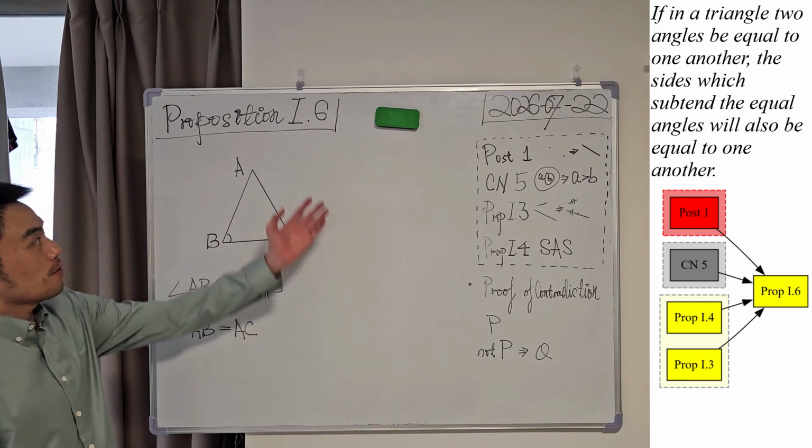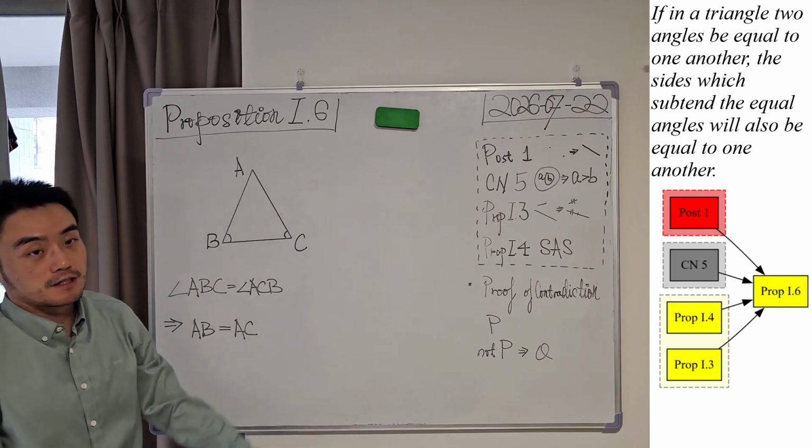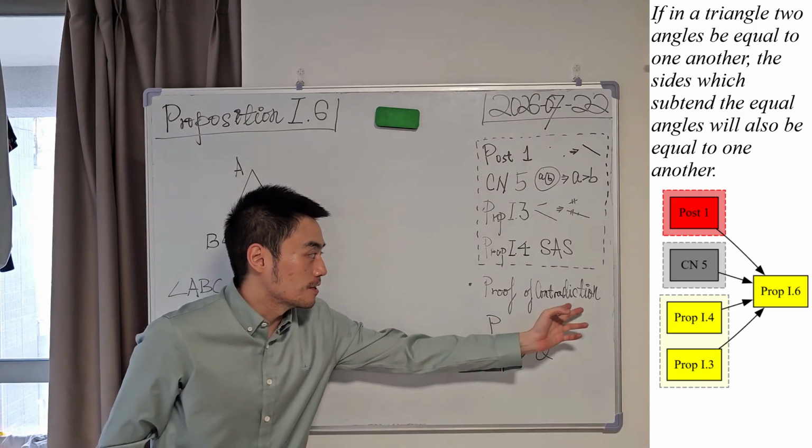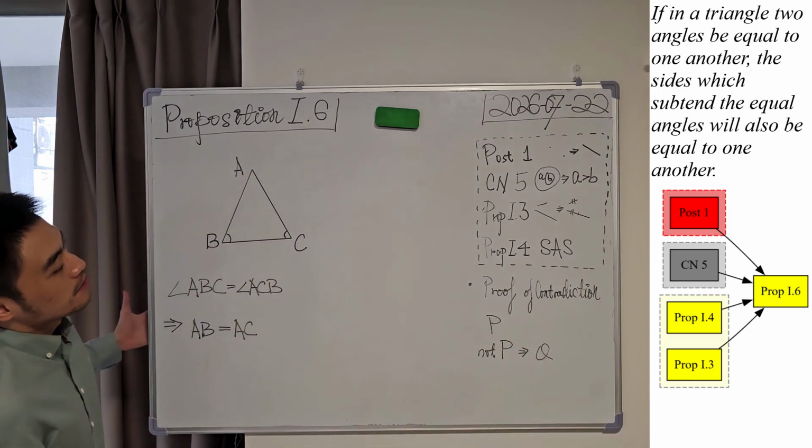Before we start the video, I would like to say that Euclid used a method called proof of contradiction in this proposition, and we'll talk about it later.